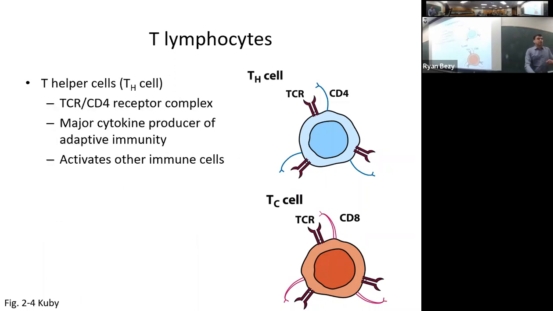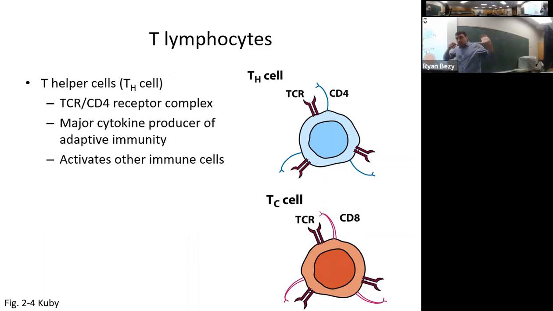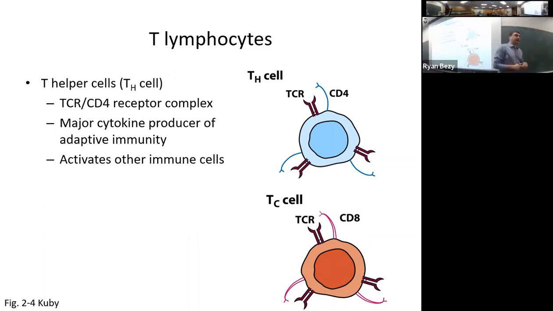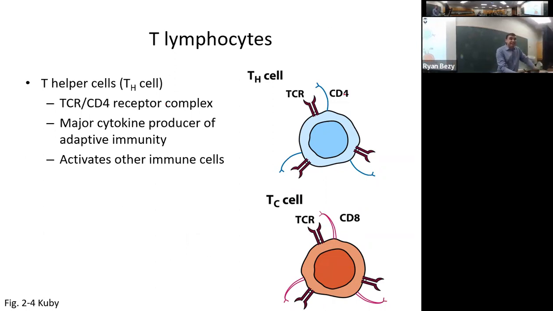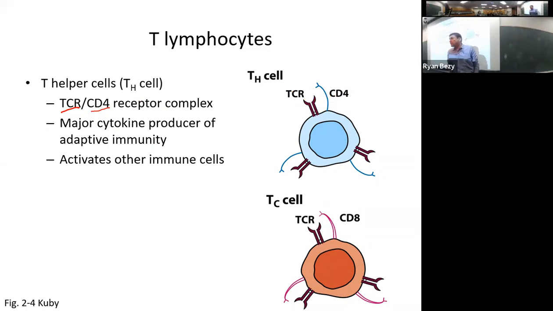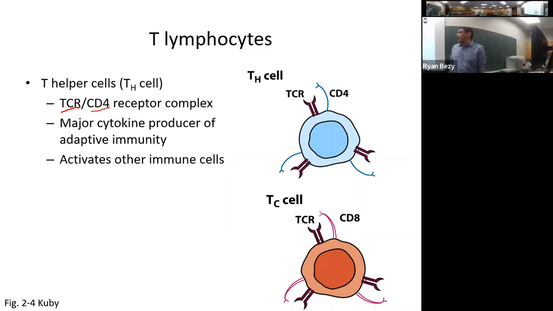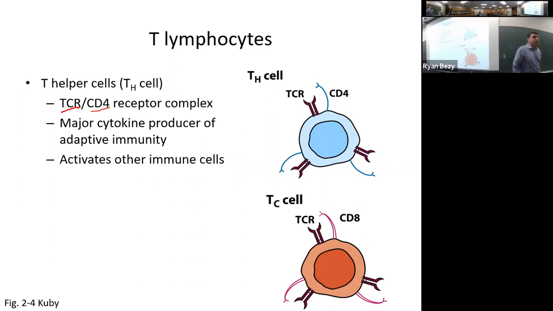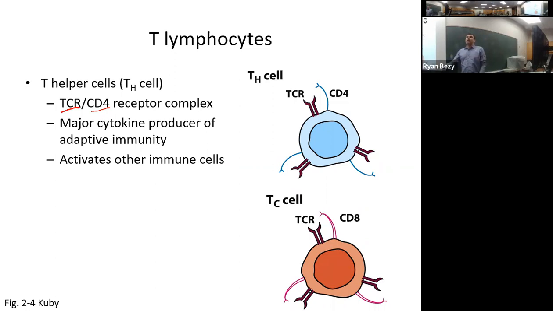T helper cells. We already talked a little bit about these, but it's good to go through a little review. T helper cells have a T cell receptor and a CD4 co-receptor. They always have both, and those are expressed together. The function of a T helper cell is that they are the major cytokine producer of our adaptive immune system. They're really needed for a strong immune response. By making their cytokines when they're activated, they activate a lot of other immune cells. So the main function of T helper cells is cytokine production and activation of strong immune responses.